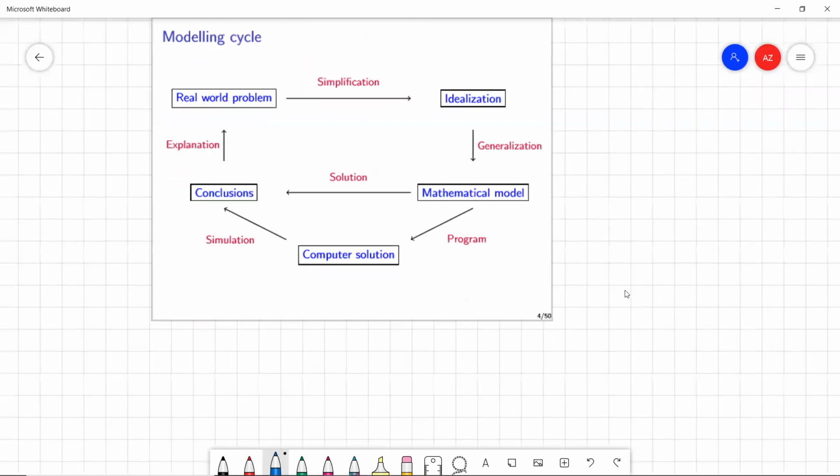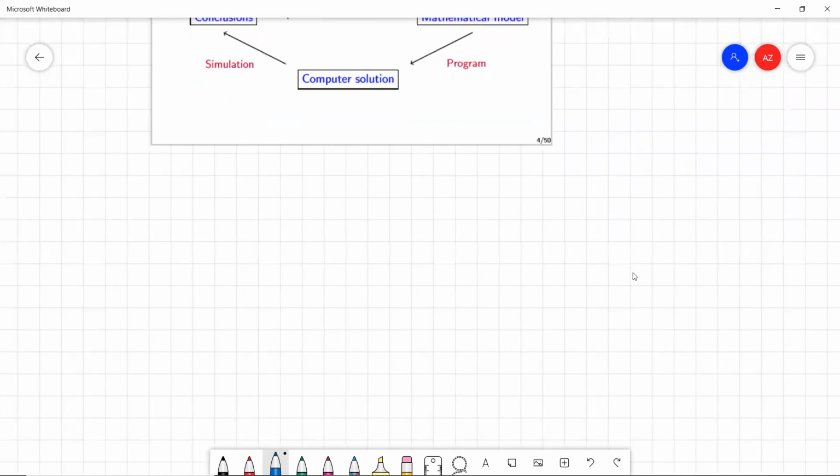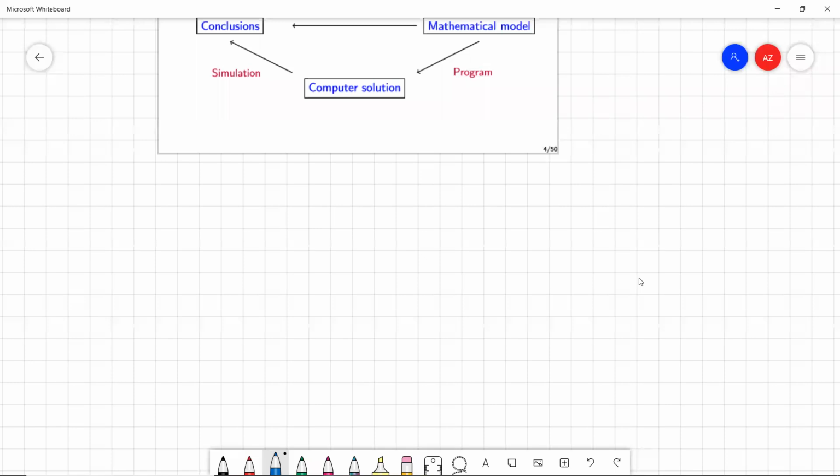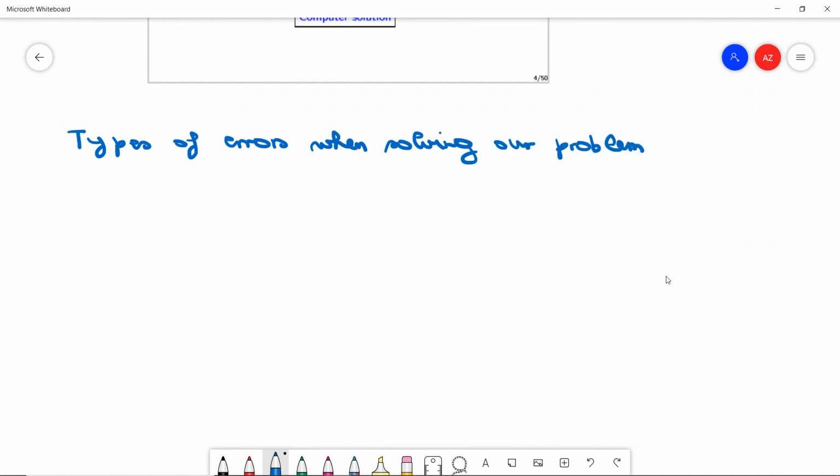So before we start with linear models, I would like to tell something more about these ill-conditioned problems and the numerical mistakes which we can make when solving a problem. So what does this mean? What does it mean that the problem is ill-conditioned? So types of mistakes, types of errors when solving our problem. And this refers to types of numerical errors.